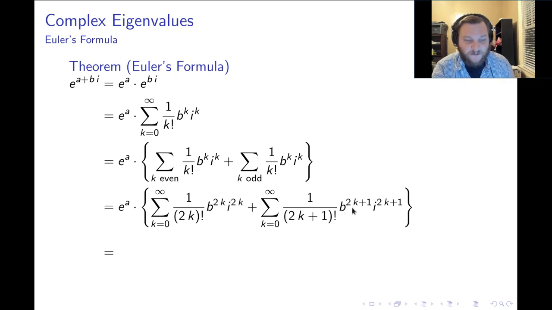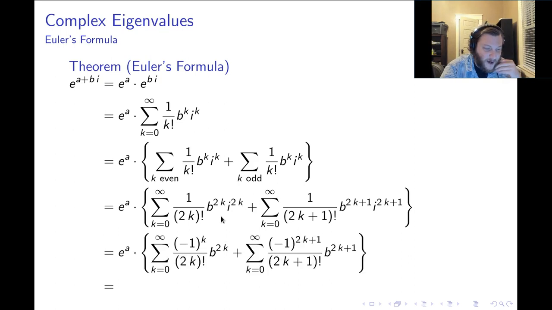Now when I take a close look at these two terms, the annoying parts are the i's. But in this first part, if I'm looking at i to the 2k for all values of k, this is the same thing as i squared to the k, but i squared is negative 1. So now the even parts simplify: 1 over 2k factorial times b to the 2k times i to the 2k becomes negative 1 to the k, which takes care of the i to the 2k, divided by 2k factorial multiplied by b to the 2k.